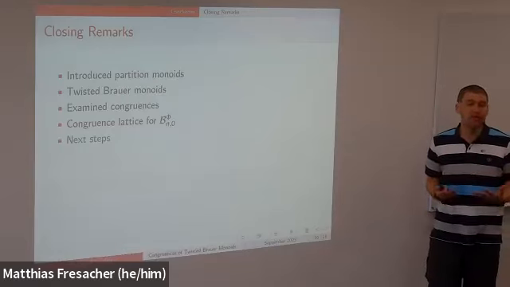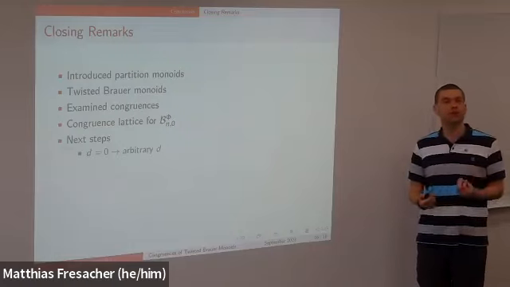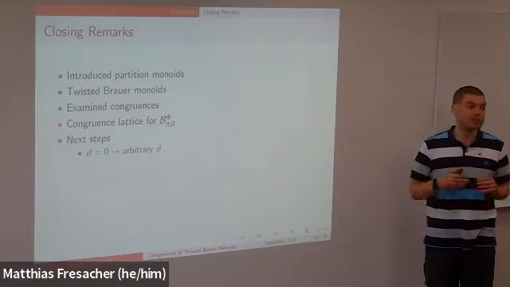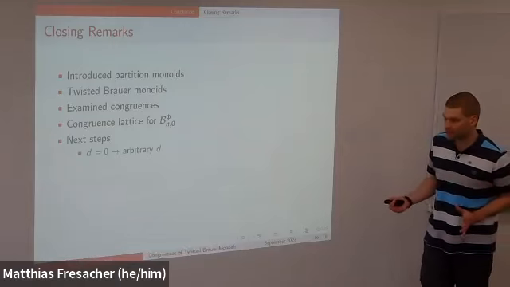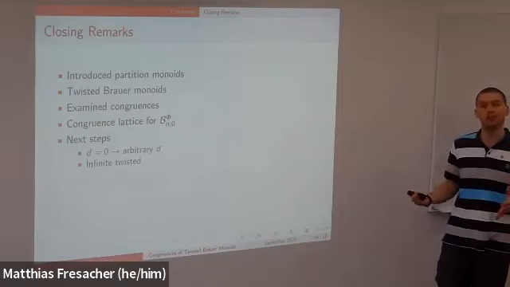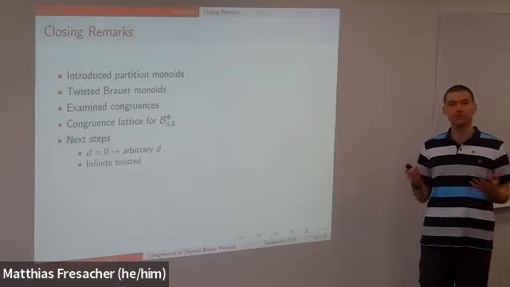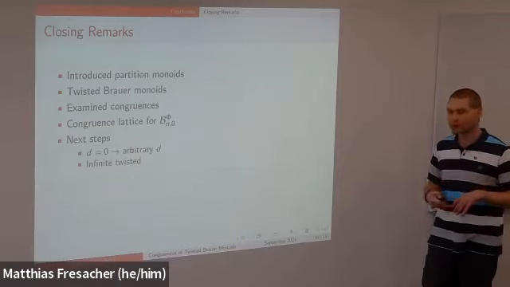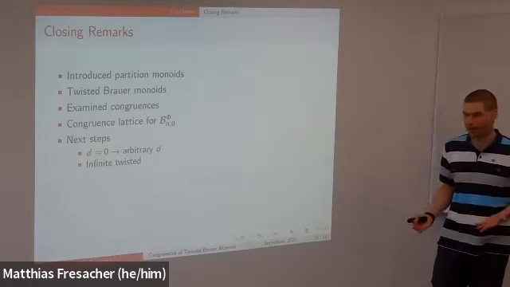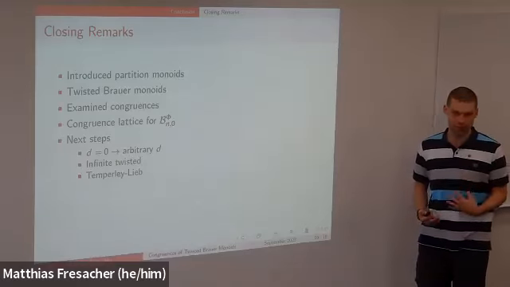The next steps for this line of research would be as follows. The setting we were working in was d equal to 0. It would be nice to generalize this to an arbitrary value of d. And also, if you recall, that was the finite version. It would be nice to go back to the larger infinite twisted version. That would conclude the Brauer monoid. And next would be to pick another monoid and do the same analysis. Most likely the temporary leave is the obvious choice, considering it is a submonoid of the Brauer.